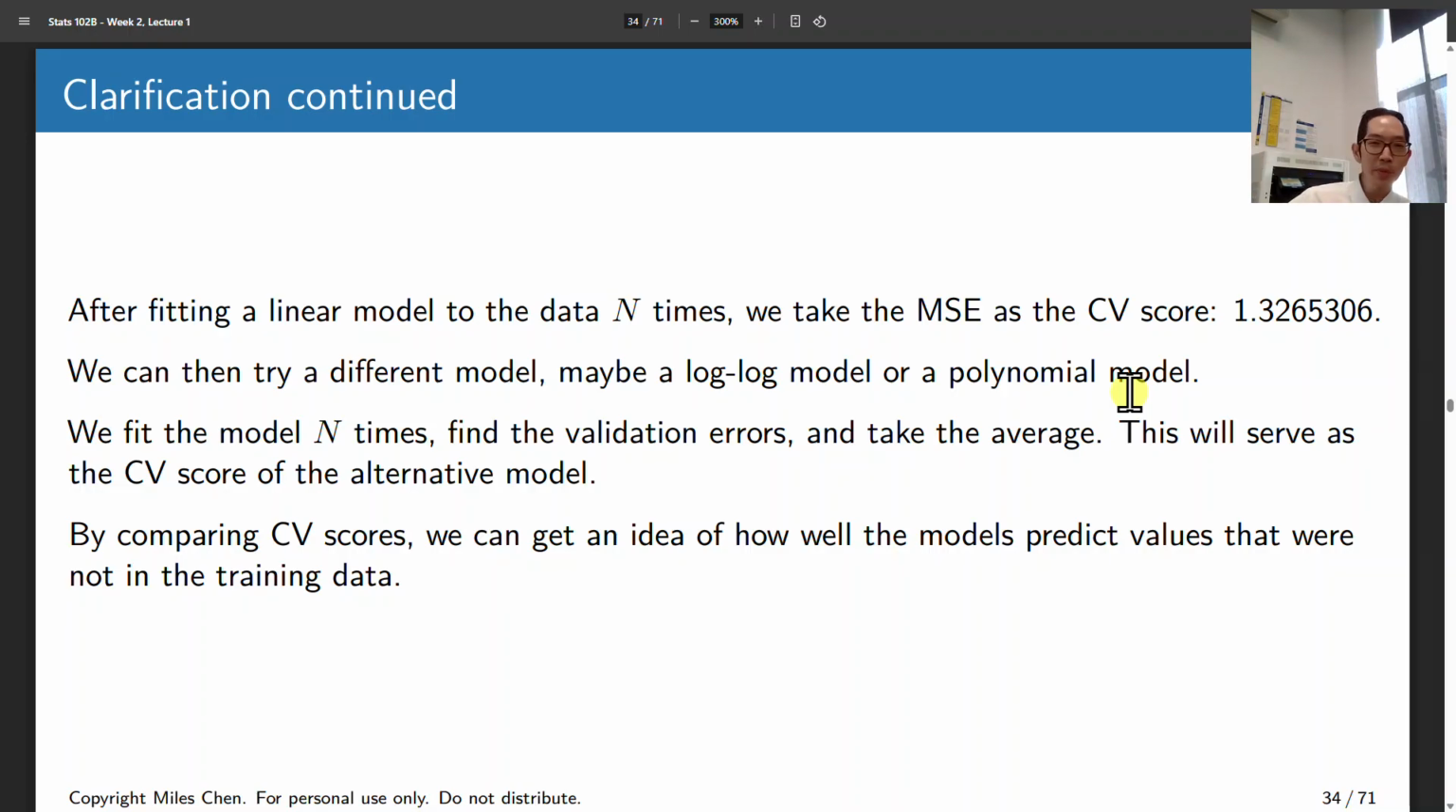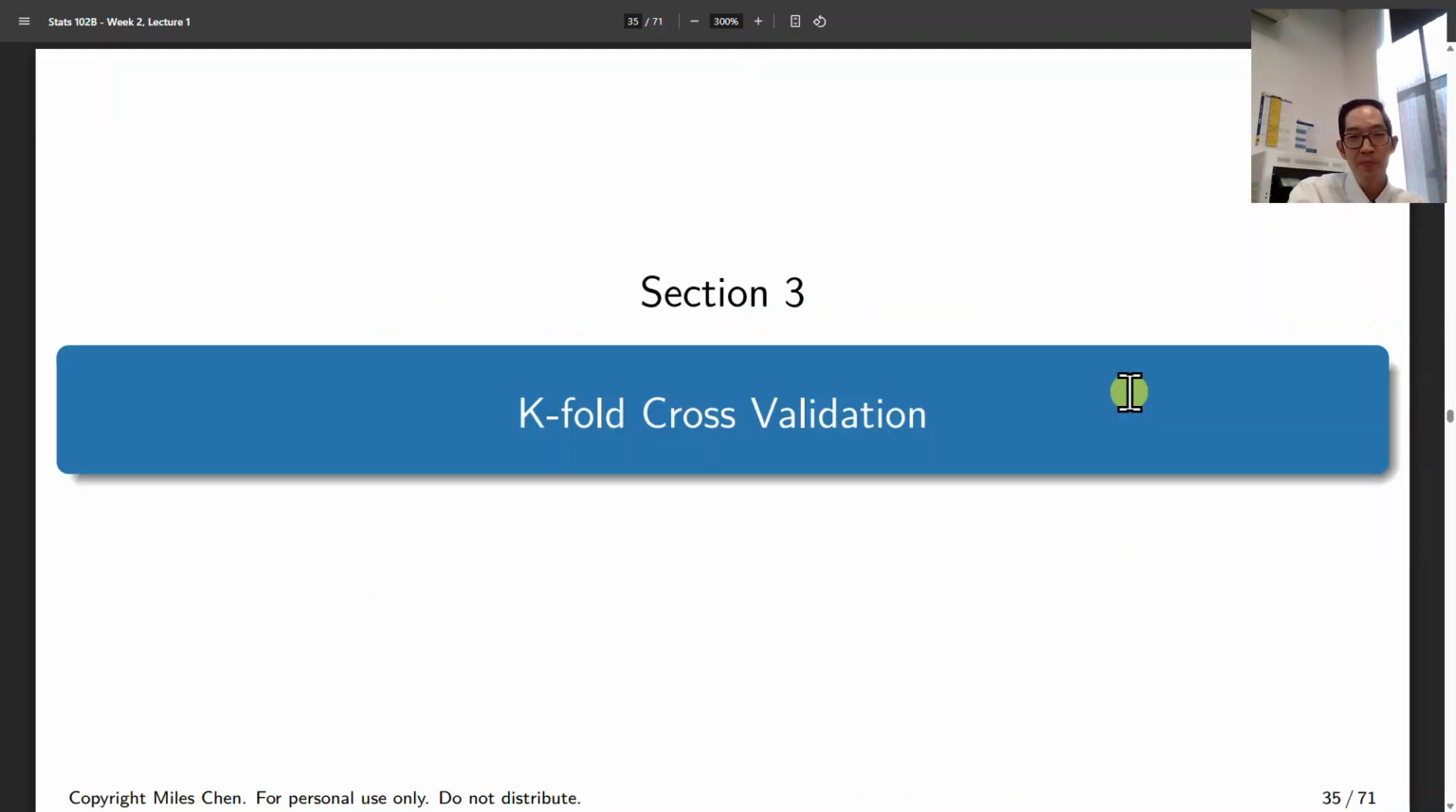Okay, and then for that other model, again, you fit it n times. You figure out your cross-validation score for that alternative model, and then you compare what was the cross-validation score for this one versus what's the cross-validation score for this one. And you have now a measure of how each model performs at predicting values that it hasn't seen, okay? Because cross-validation is explicitly done by training the model on certain values and then asking it to make predictions for new and unseen values.